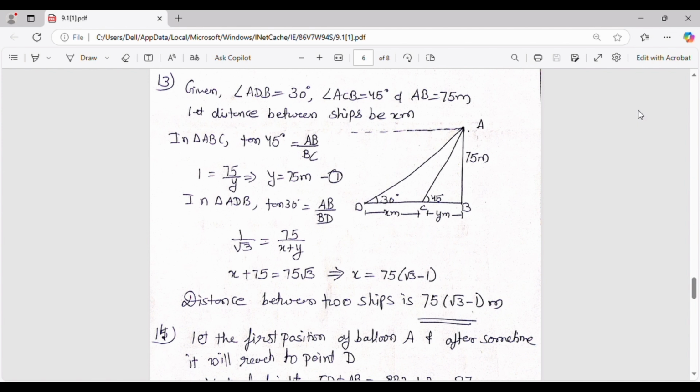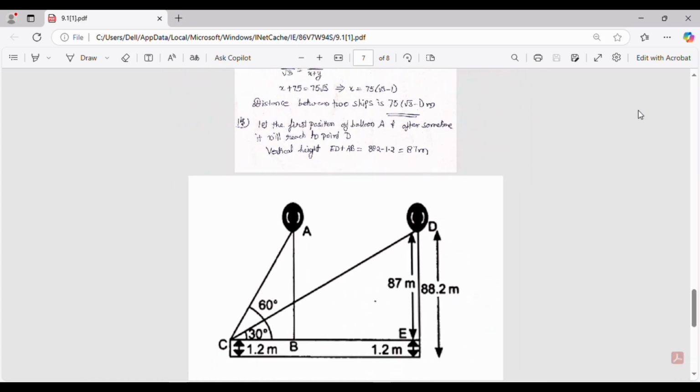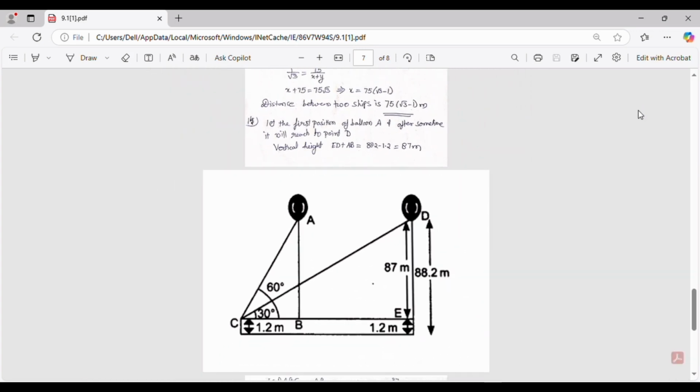Question number 14. A 1.2 meter tall girl spots a balloon moving with the wind in a horizontal line at a height of 88.2 meters from the ground. The angle of elevation of balloon from the eye of girl at an instant is 60 degree. After some time, the angle of elevation reduced to 30 degree. Find the distance traveled by the balloon during the interval. So you can mark things in the diagram. Let the first position of balloon be A and after some time it will reach point D.